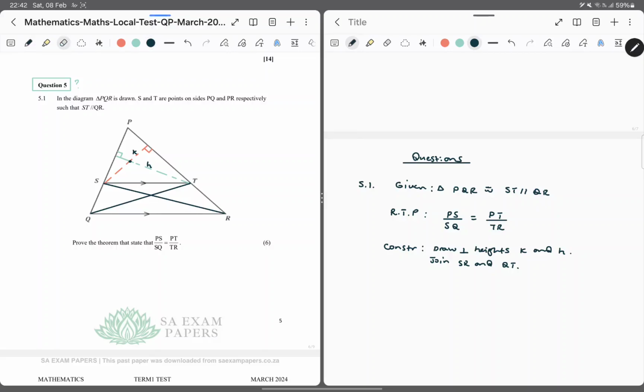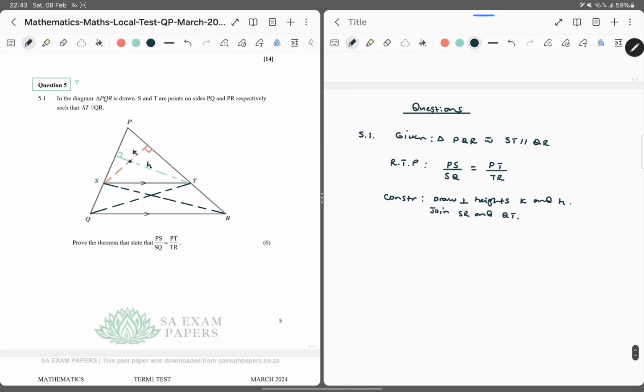Now remember, these are constructions, so constructions must be shown with dotted lines. Okay, unless someone is using colored pencils, which is fine, but normally we just use the same pencil, so it's easier to show these like that. Then we go to the proof.